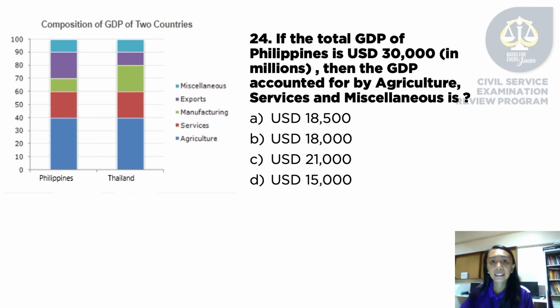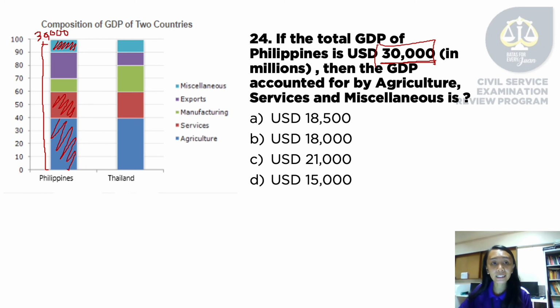If the total GDP of Philippines is 30,000 US dollars in millions, then the GDP accounted for by agriculture, services, and miscellaneous is what? Okay, so ang given po natin ay meron na tayong 30,000 na total ng GDP. So lahat po ito ay 30,000. Ilan daw po yung na-account natin for agriculture, for services, and for miscellaneous. Yun yung hinahanap natin.